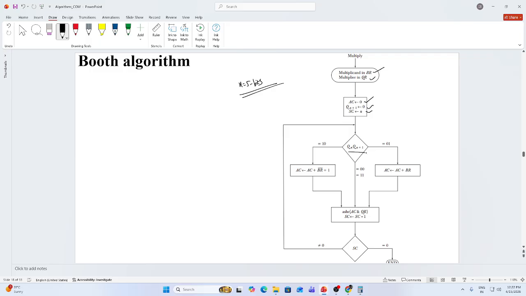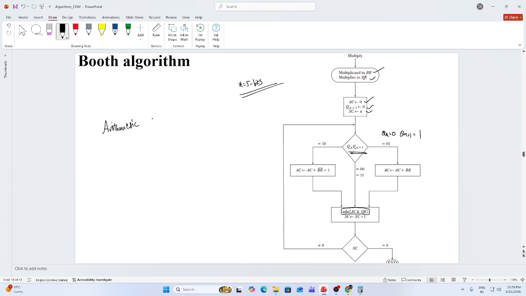Now what do I need to monitor? I need to monitor two things, Qn and Qn plus 1. If these 2 bits are 0 1, for example Qn equal to 0 and Qn plus 1 equal to 1, what do I need to do? I need to perform addition and shift. What shift? Carefully here, in the previous algorithm I performed a right shift, and here also I am performing a right shift, but careful, here you are performing an arithmetic right shift.